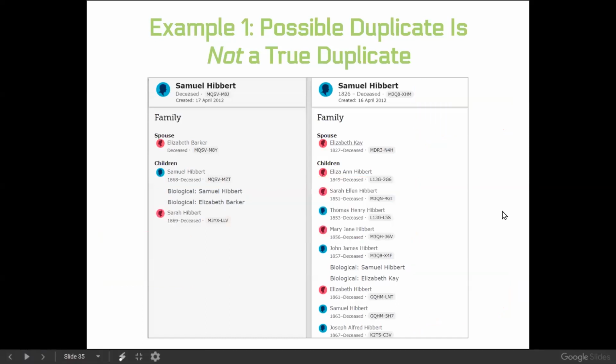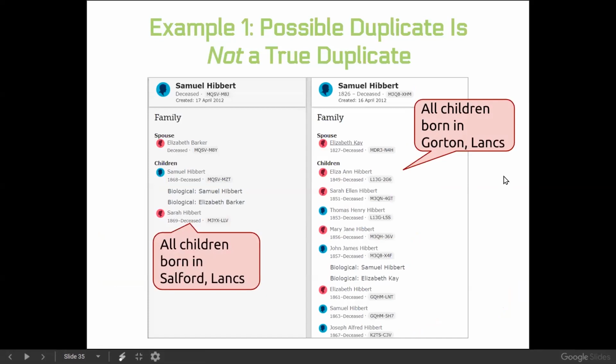So let's do a little bit of extra research. I looked through these children, and they are all born in Gorton, Lancashire. And all of these children are born in Salford, Lancashire. Now, it's not that far apart, relatively speaking. So it is possible that Samuel, after this wife died, just speaking theoretically, could have married another woman and they could have moved. That could happen. We don't know yet. So we've got to do a little more digging.